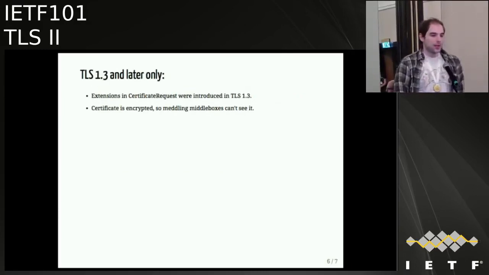One change that we made was to only define this mechanism for TLS 1.3. One reason is that extensions as part of certificate request are a TLS 1.3 feature, but also this prevents middleboxes from intercepting compressed certificates and getting confused by them, because in TLS 1.3, certificate and compressed certificate would be encrypted.